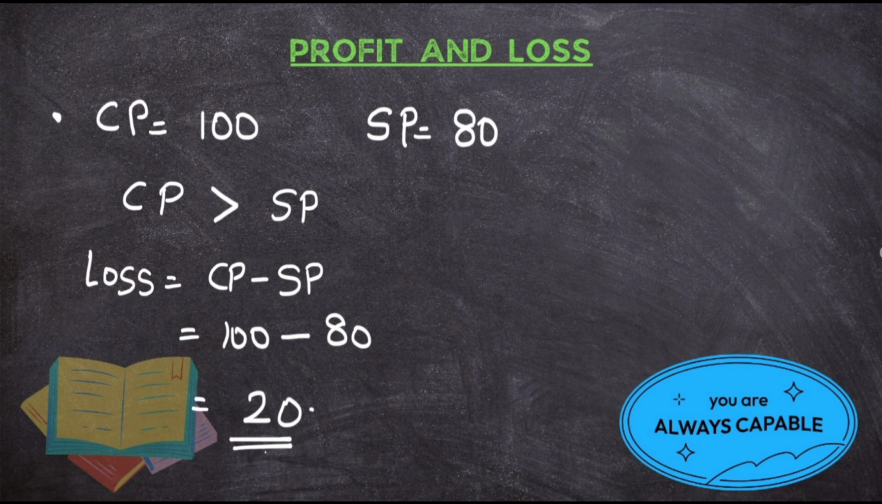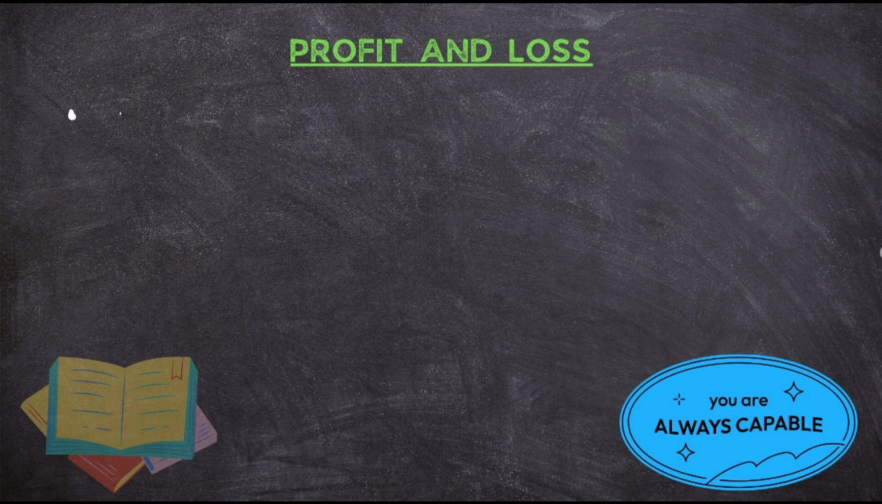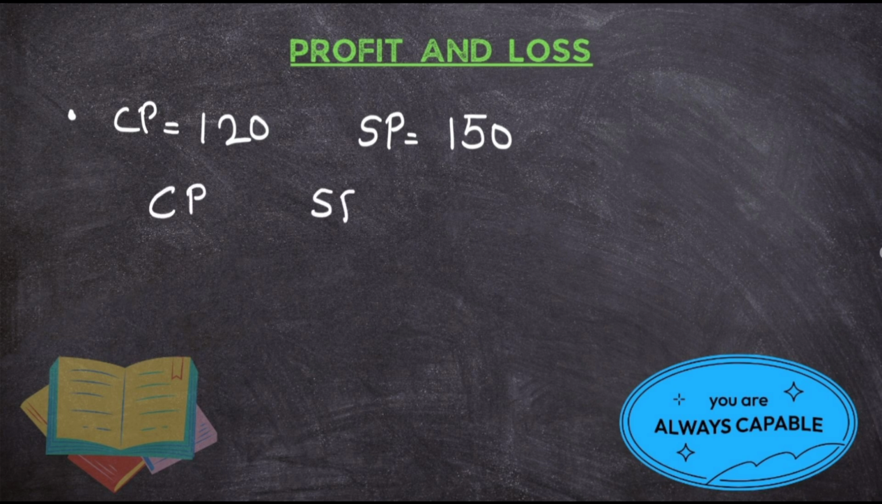I'll take one more sum. Let's take another question where CP, that is cost price, is 120 and SP is 150. Now let's compare cost price and selling price. Cost price is 120 and selling price is 150. That means selling price is bigger than cost price. Since selling price is more than cost price, what do you think, will it be a profit or a loss? Very good, it will be a profit.